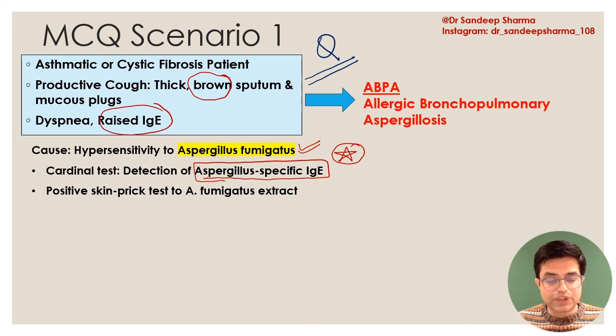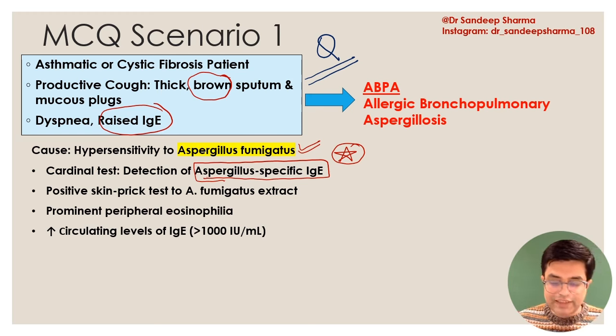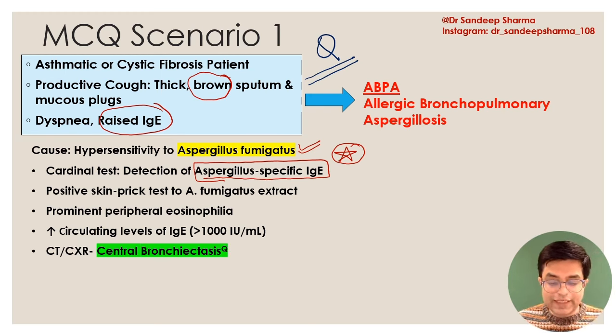Other features include positive skin prick test to Aspergillus fumigatus extract or antigen. There will be prominent peripheral eosinophilia. So when you check the peripheral blood, you take out venous blood, you will find eosinophil count to be high. You will find that the circulating levels of immunoglobulin is high, more than 1000 units per ml, and you will find that chest X-ray as well as CT scan will show central bronchiectasis. Very, very important. Question asked in FMG exam past years. All of the following are seen in ABPA except one of the option was peripheral bronchiectasis, and that was the answer because central bronchiectasis is seen, not peripheral bronchiectasis.